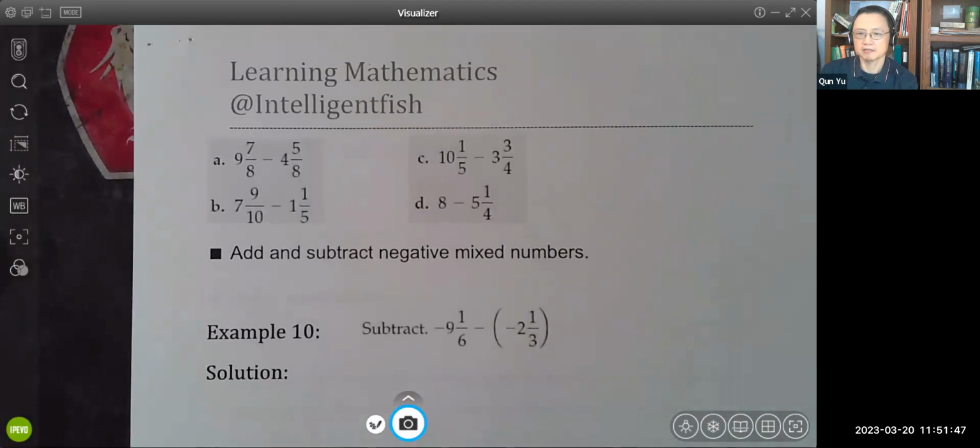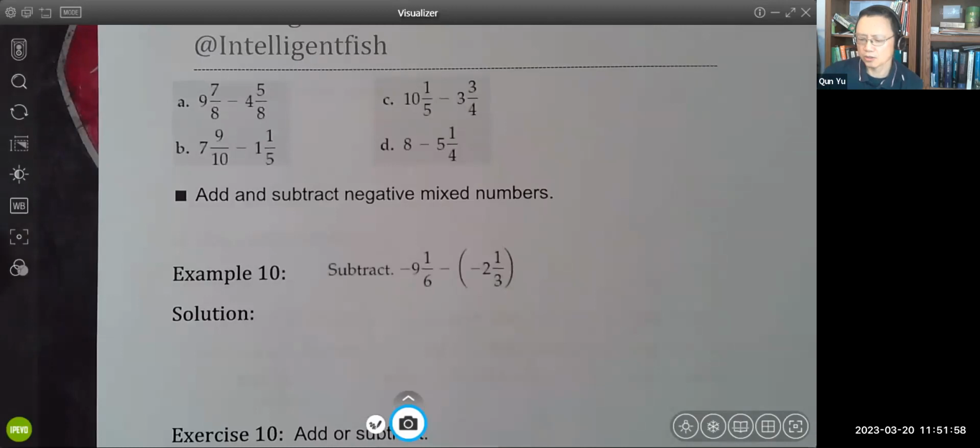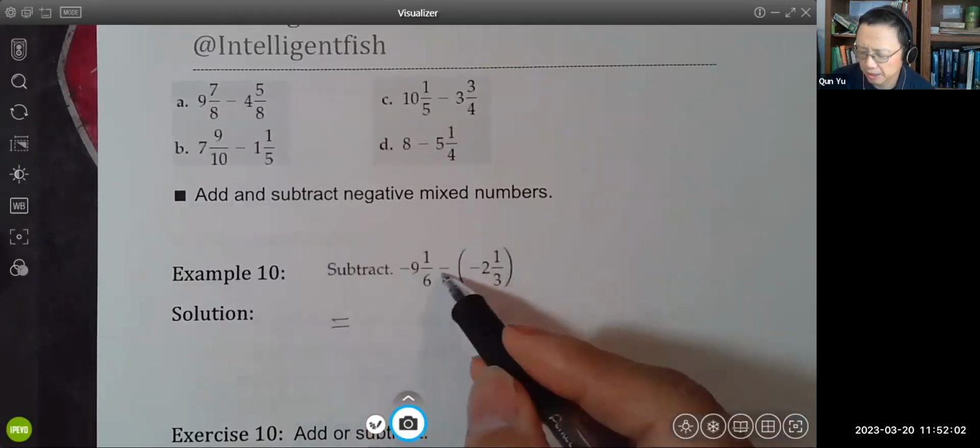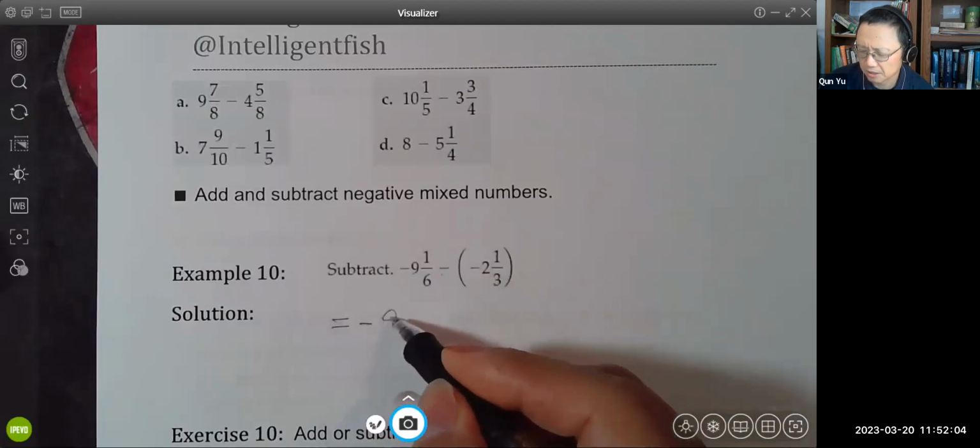Okay, another set of exercise questions. Now let's look at how to add and subtract negative mixed numbers. Basically, there's no huge difference. And minus minus equals plus, right?